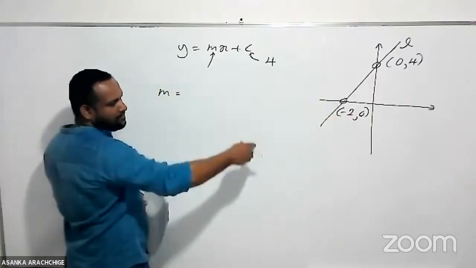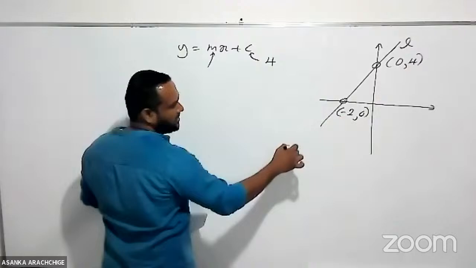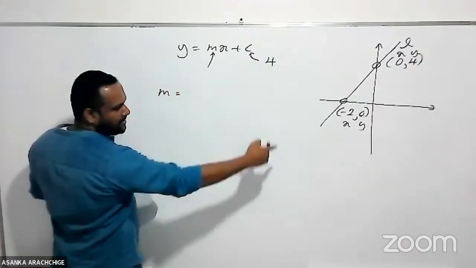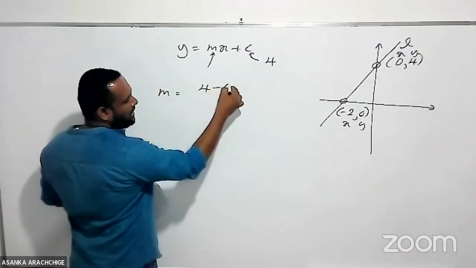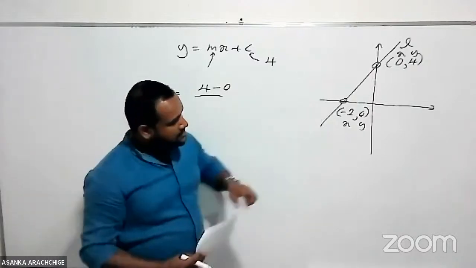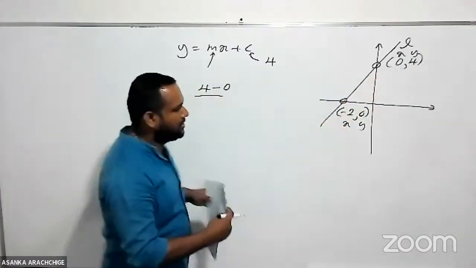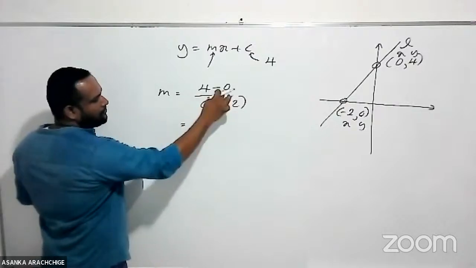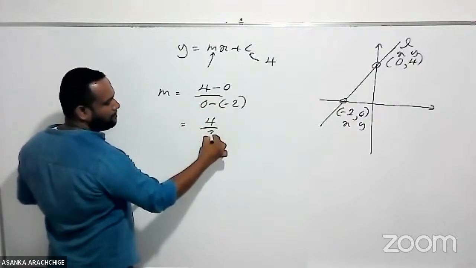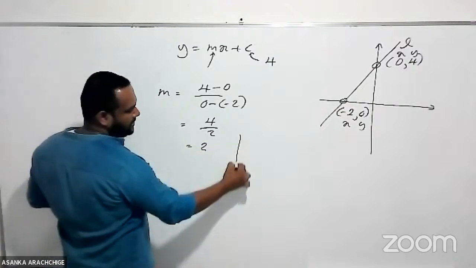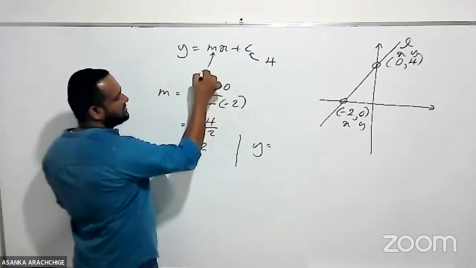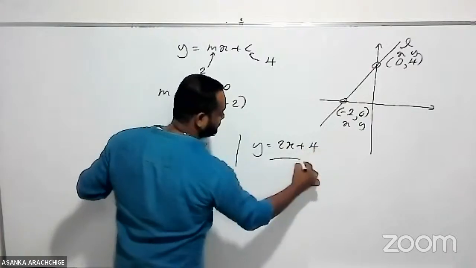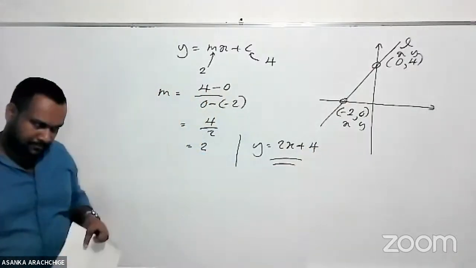Then take the difference of the y coordinates, divided by the difference of the corresponding x coordinates. This is x, this is y, this is x, this is y. Subtracting: 0 minus 2, that is minus minus plus 2, that is 2. Therefore, in the equation y equals mx plus c, m is 2. Therefore, 2x plus c where c is 4. Got it? Another?